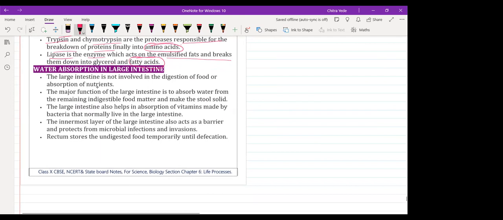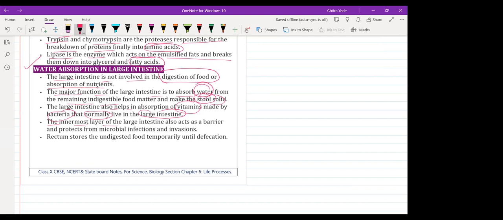Next, water absorption in the large intestine. The large intestine is not involved in the digestion of food. There is no digestion that takes place, not even absorption of nutrition there. Only absorption of water and salt takes place. The major function of the large intestine is to absorb water from the remaining indigestible and digested food and make the stool solid. The large intestine also helps in absorption of vitamins made by the bacteria that normally live in the large intestine.